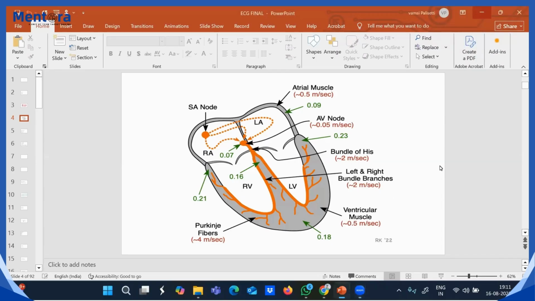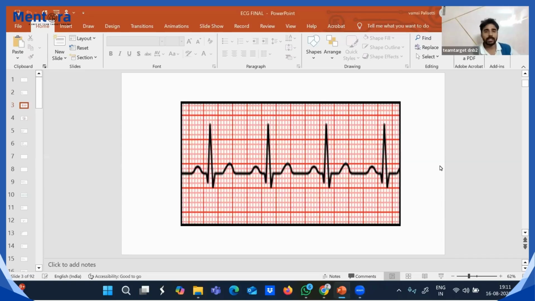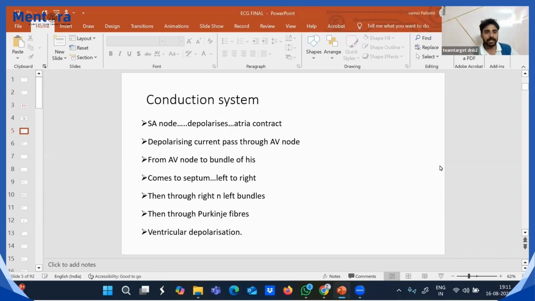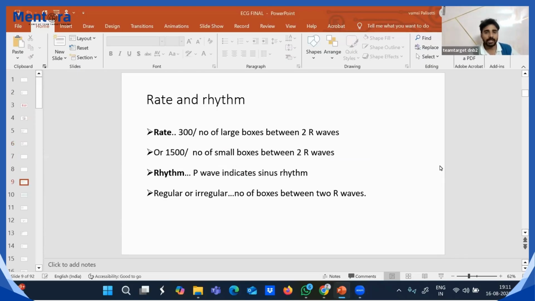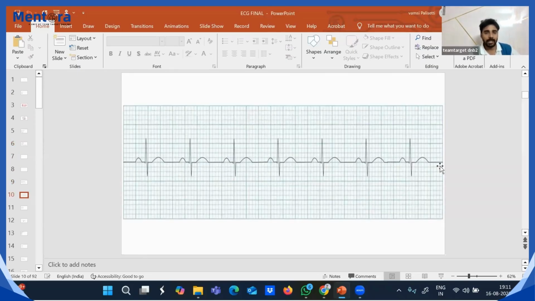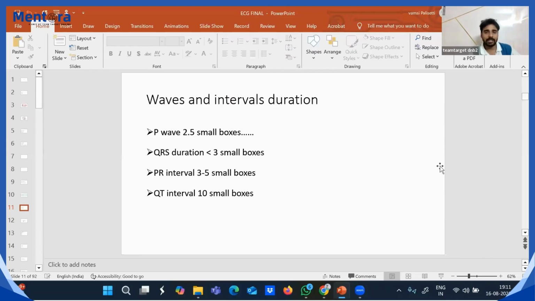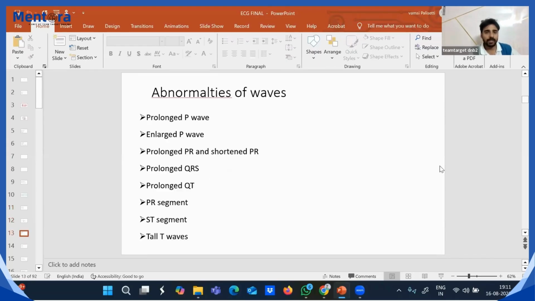Yes, sir. As we discussed, we covered basic ECG, the conduction system, the SA node, and the P waves, QRS, and T waves. We also discussed how to calculate rate and rhythm, and the waves and intervals. Just a brief discussion. We also discussed the abnormalities of different waves.